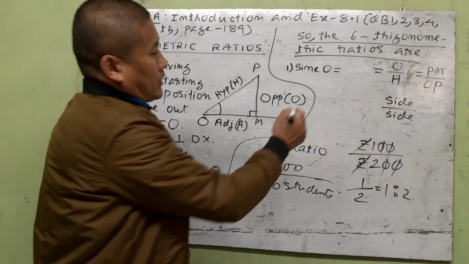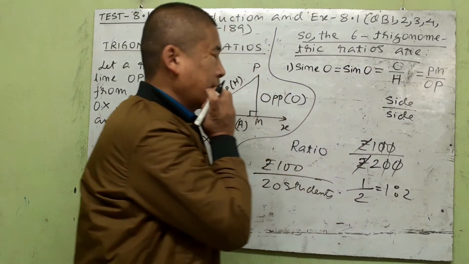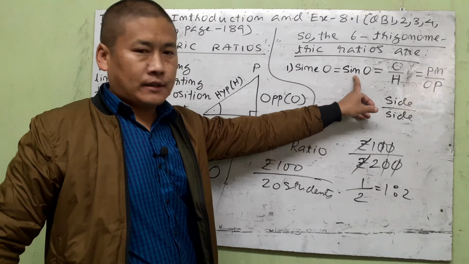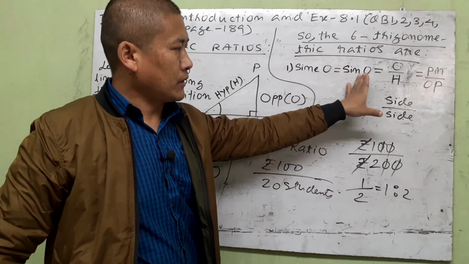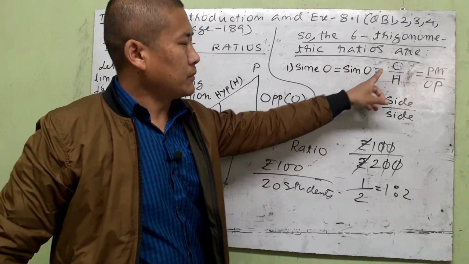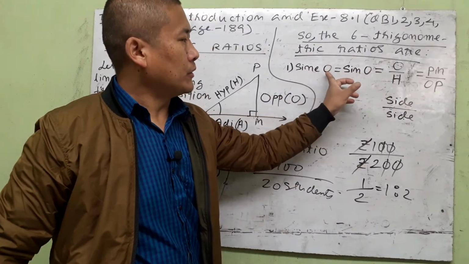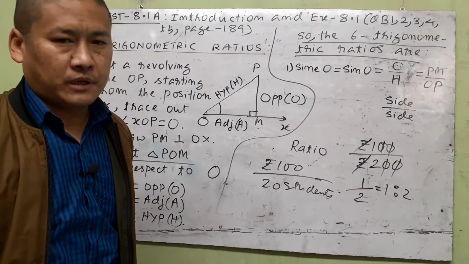And this one, for convenience's sake, is written in short as sin O. But we have to pronounce it as sine O, not sin O, okay? This is the full name, this is the short name. So sine O is simply opposite by hypotenuse. So this sine O is simply the name of a particular ratio. There is nothing so complicated about it, right?